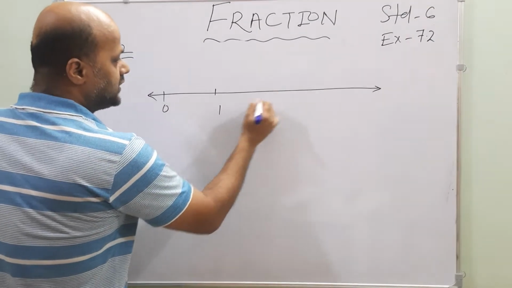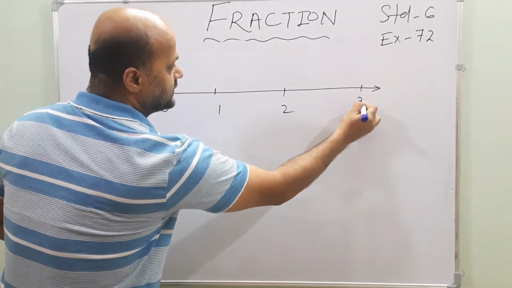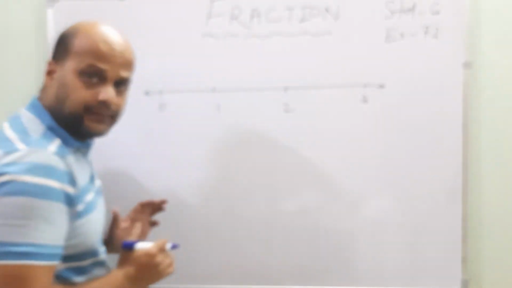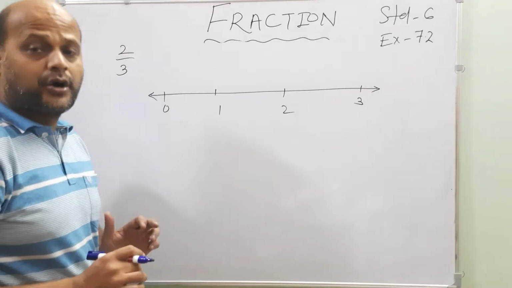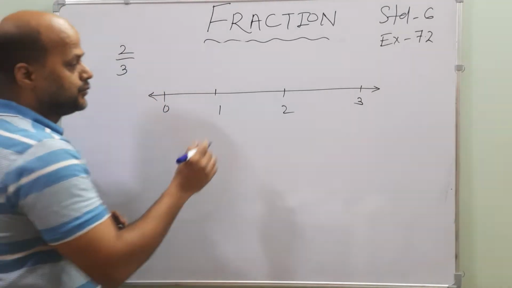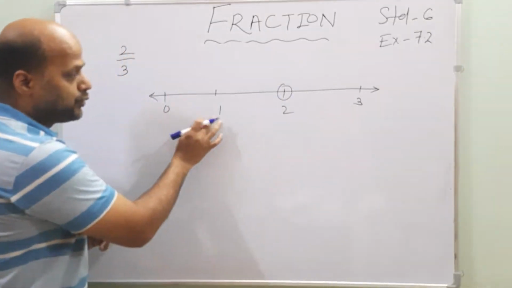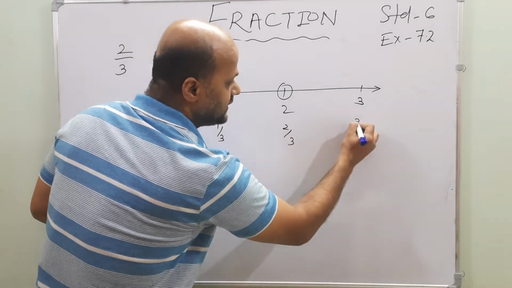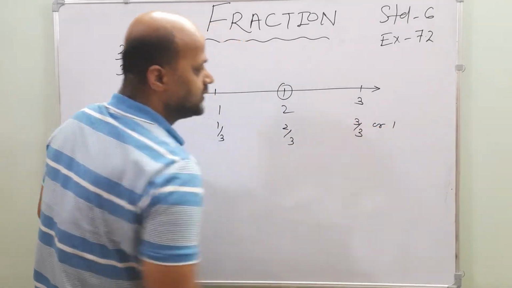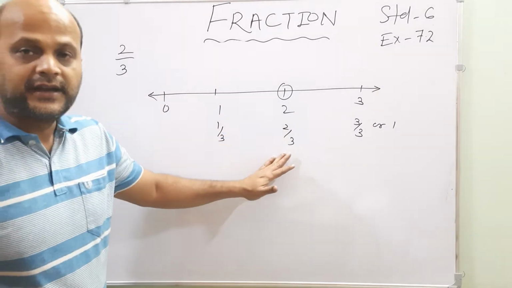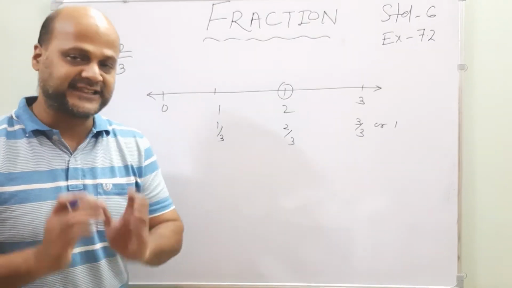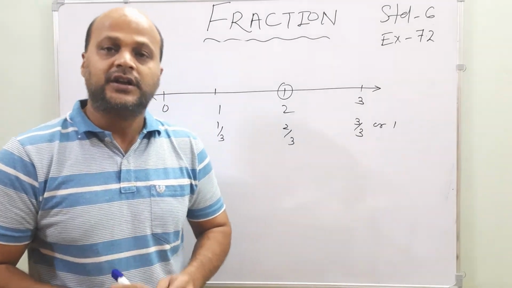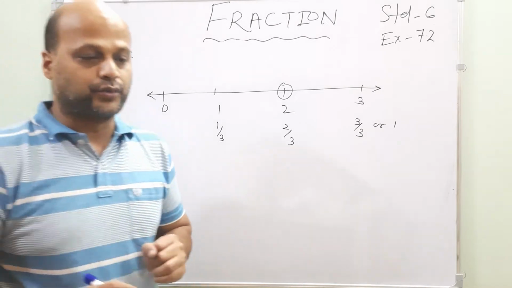0, 1, 2 and 3. Now, because this line is divided into 3 parts, out of that, how many parts do we have to show? 2 parts. Where is the 2? Here is the 2. What about this one? It is 1 by 3. It is 2 by 3. It is 3 by 3 or 1. So which one is the 2 by 3? This one is the 2 by 3. In this manner, you have to show the fraction on the number line. Understood? Okay. Let's discuss another one.